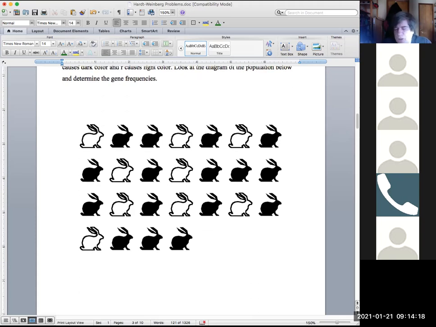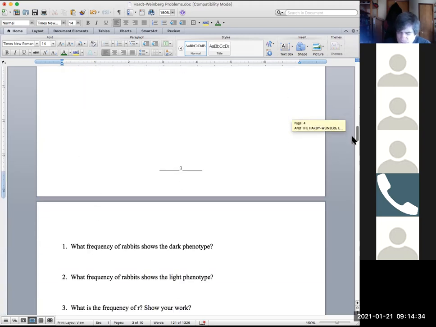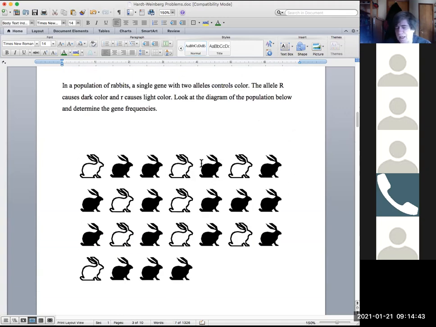So again, first thing we have to think about is what is the size of our population? So we have 3 rows with 7 individuals each. So that's 21. And then I see 4 down here. So we have 25. So let's look at what our questions ask. What frequency of the rabbits show the dark phenotype? Okay, so we're just going to count dark individuals because that color we see, that is the phenotype.